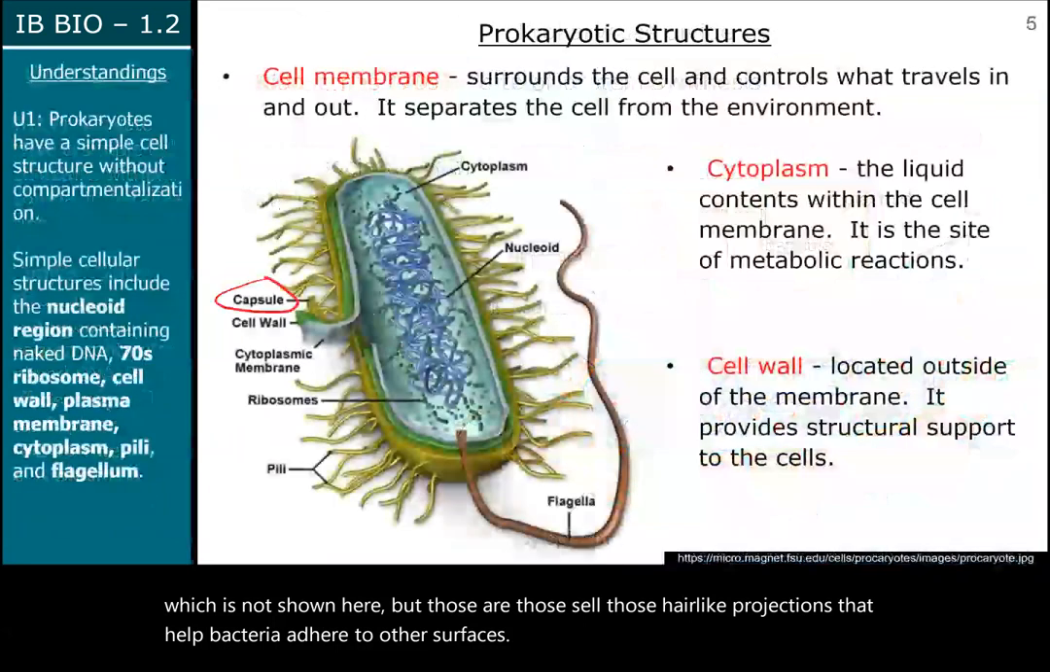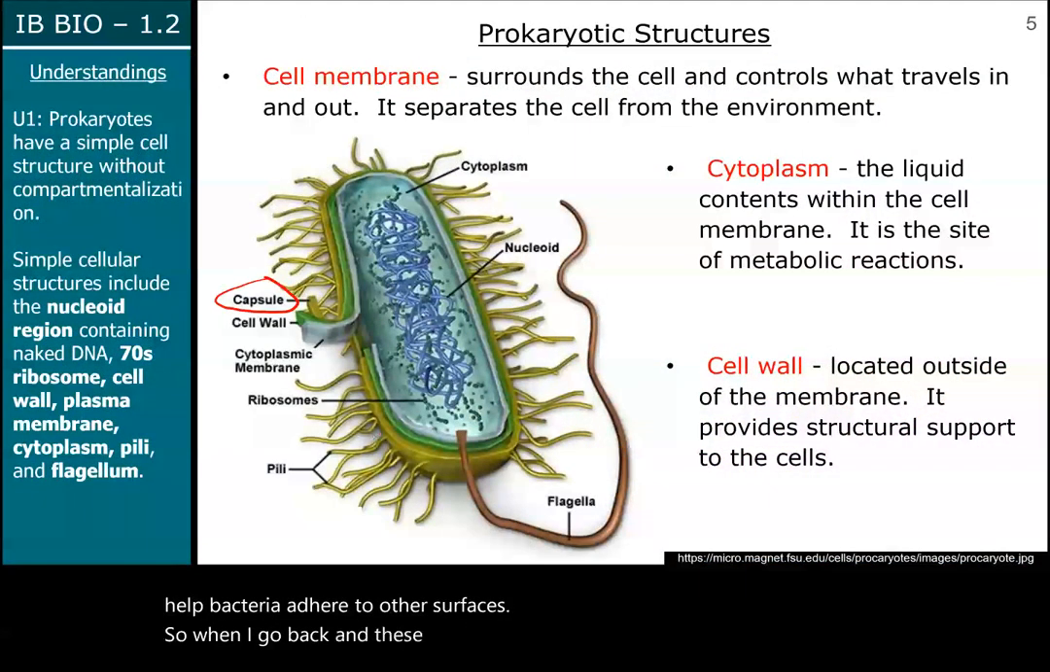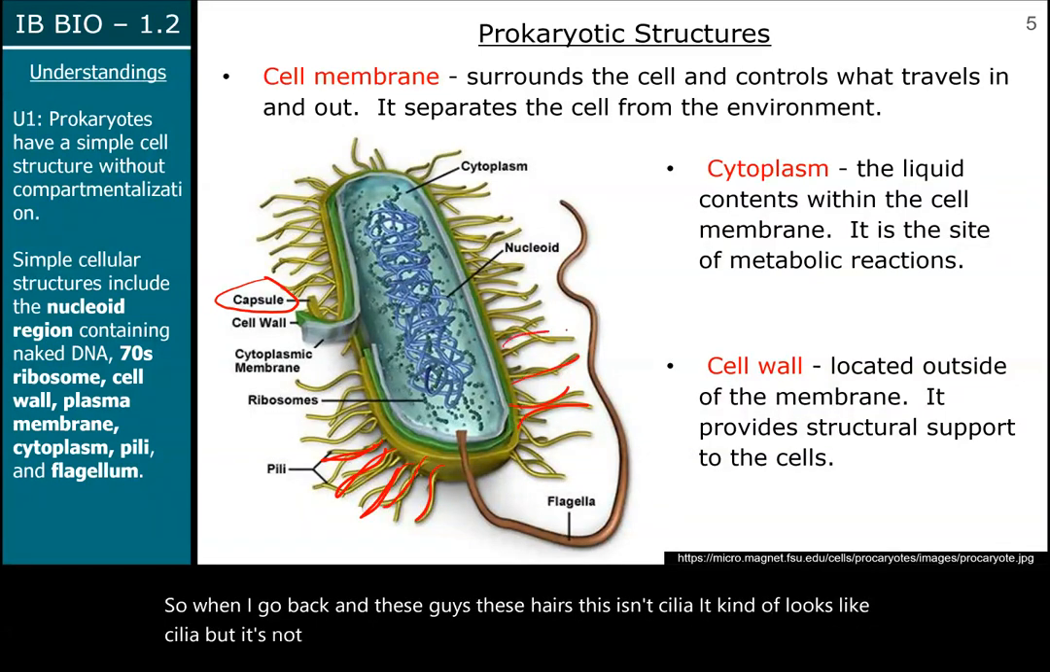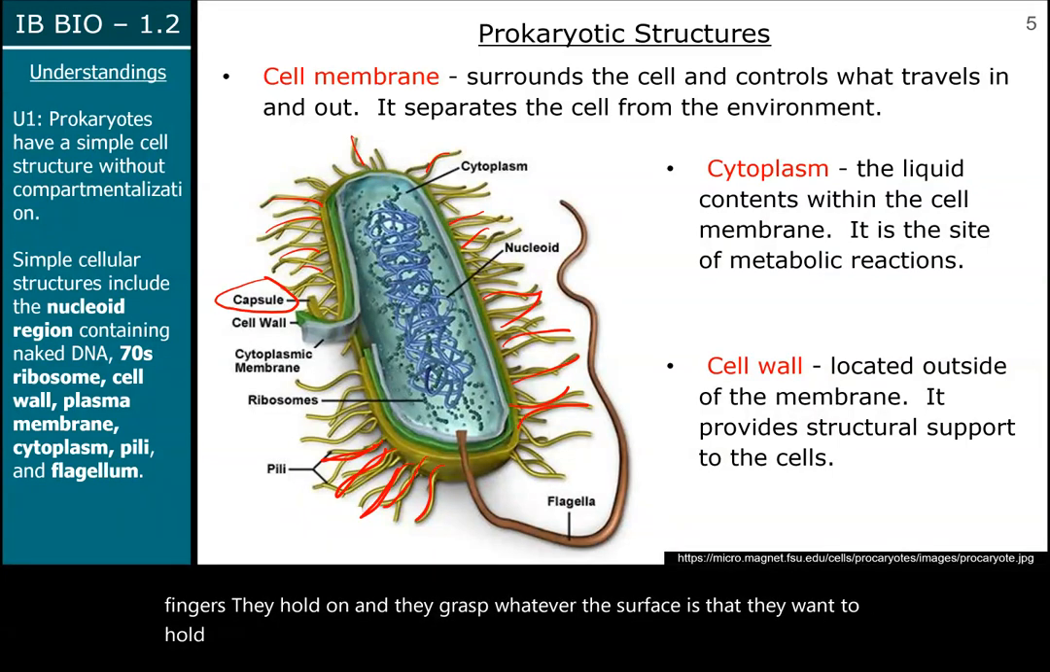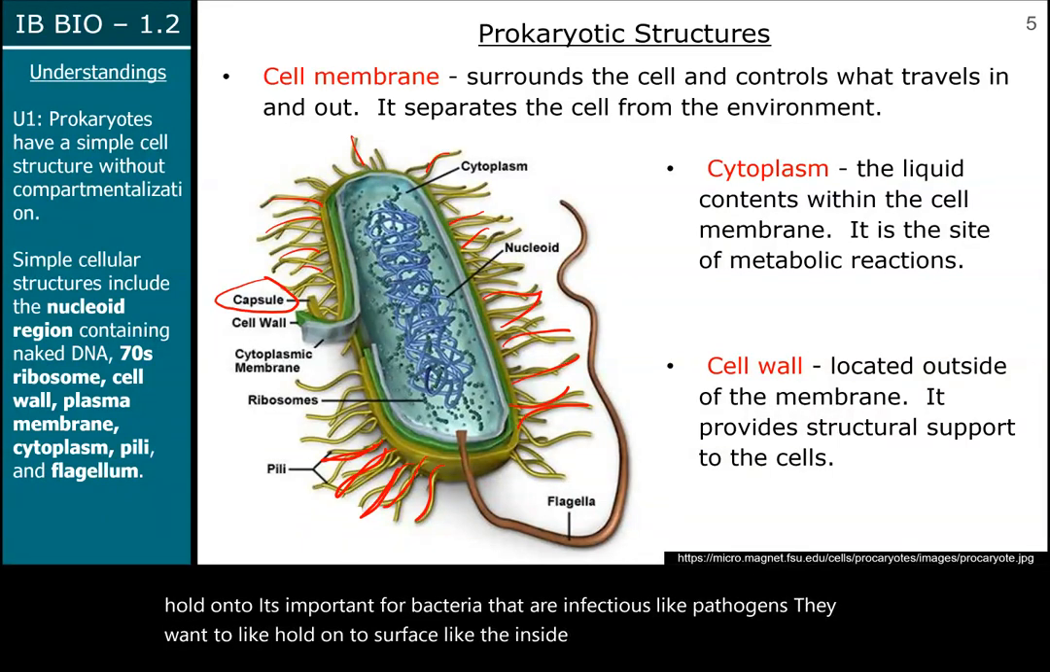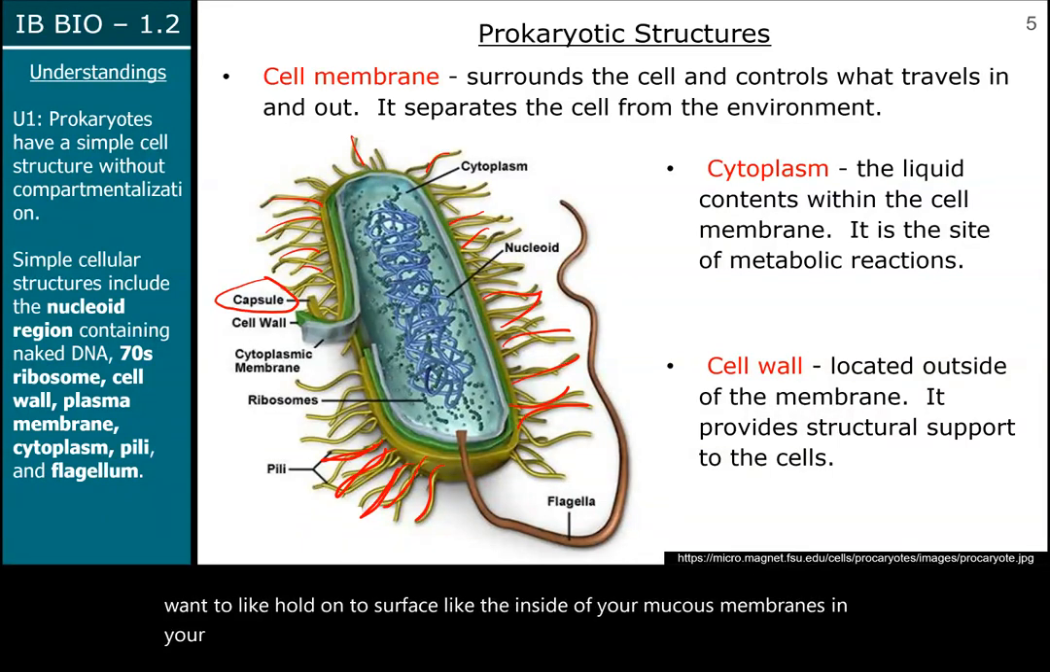So I'm gonna go back, and these hairs, this isn't cilia. It kind of looks like cilia, but it's not. These are pili. This is to help the bacteria hold on to, you can think of them as like little fingers. They hold on and they grasp whatever the surface is that they want to hold on to. It's important for bacteria that are infectious, like pathogens. They want to hold on to a surface like the inside of your mucous membranes in your nose. That's what those pili are all about.